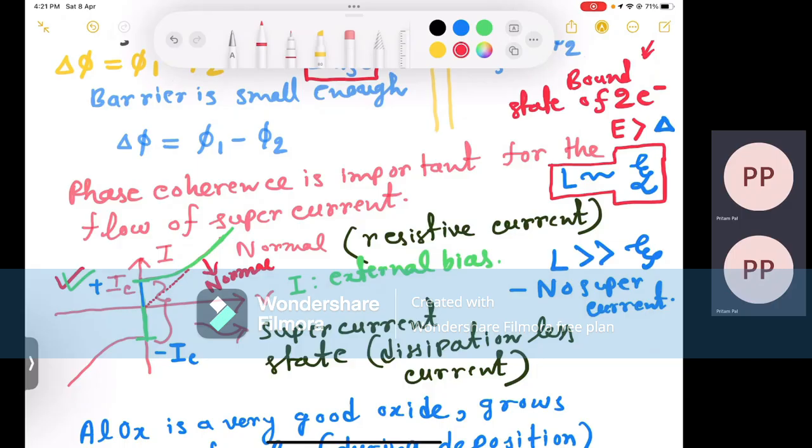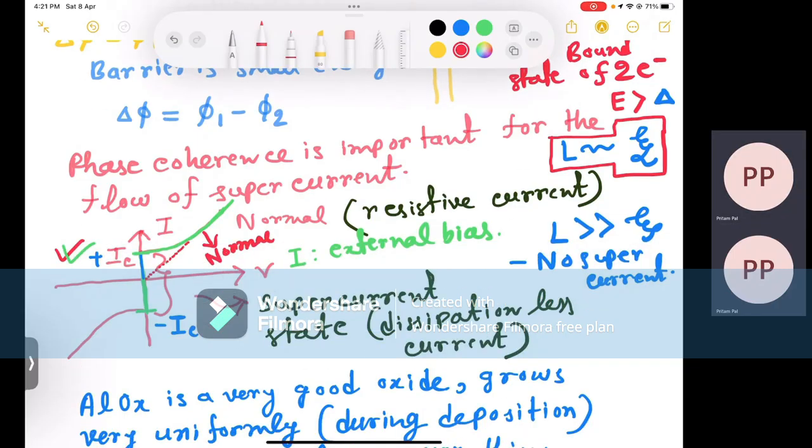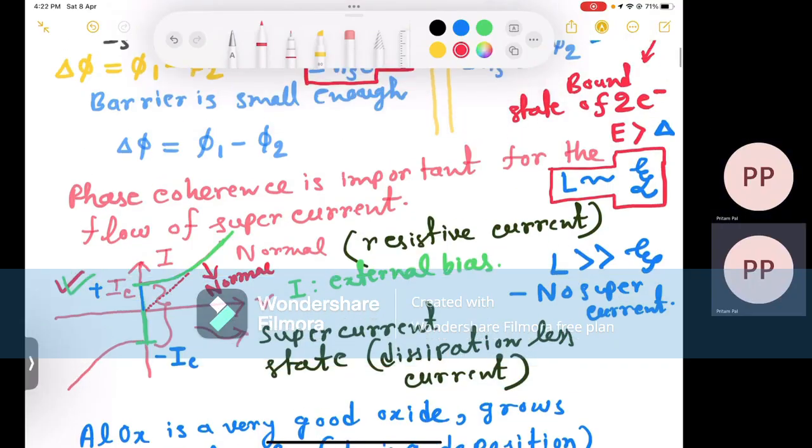So now, this is the typical IV characteristics of the Josephson junction. I could have plotted the I on the x axis and V along the y axis, but I did it the other way around. Just for the sake of understanding, it's fine.